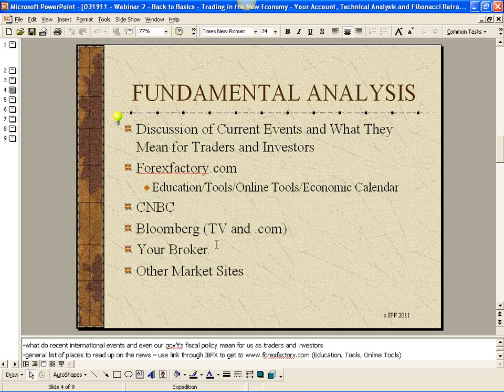Your broker, I've already shown you where Interbank FX gives you a lot of online tools, a lot of online education, YouTube webinars that you can go back and review. So lots of good information from your broker. Maybe you have a broker for stocks and options, which we'll talk about as well today in those intermarket relationships. So they have the same kind of education as well. And then other market sites.